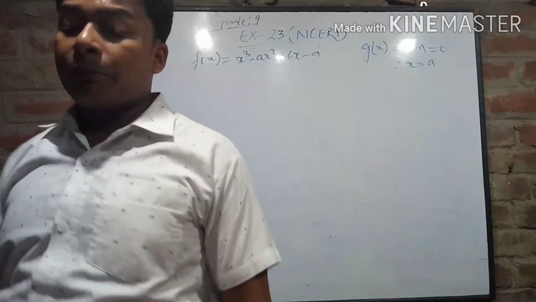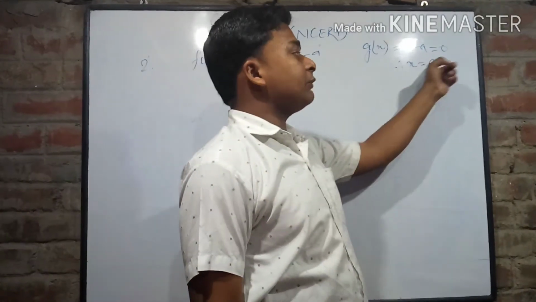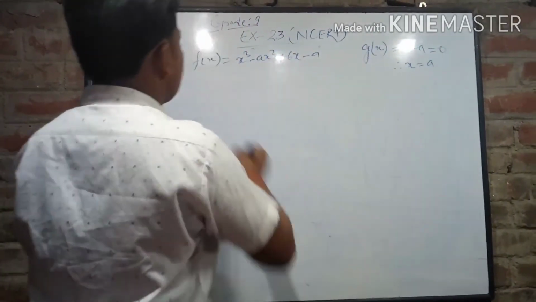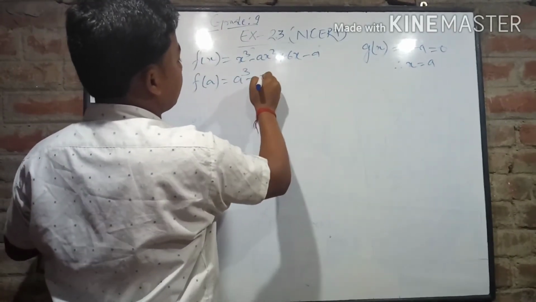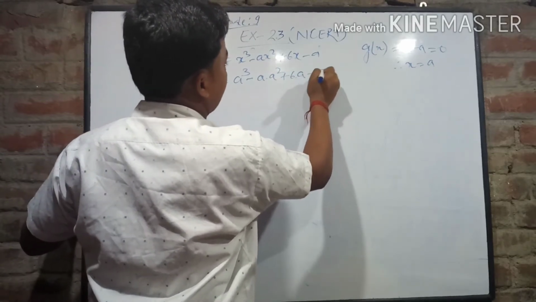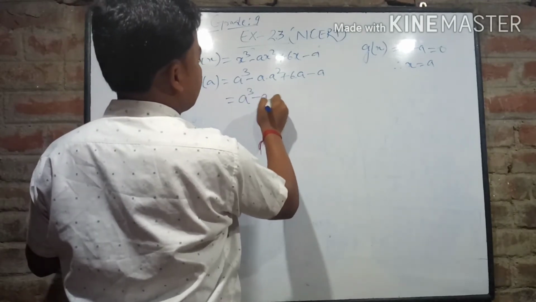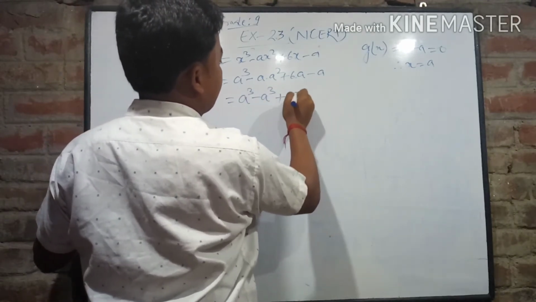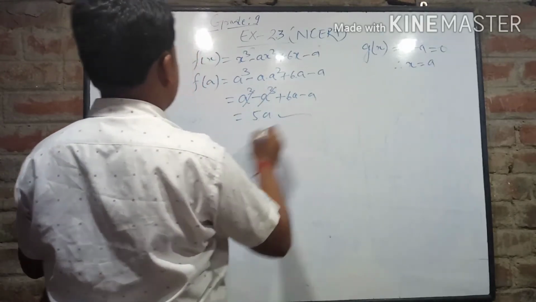So what will be the remainder? We will simply replace, because the x value is equal to a, so we will replace the value of x with a cube minus a into a square plus 6 into a minus a. This is equal to a cube minus a cube plus 6a minus a. This is equal to 5a, which is the answer.